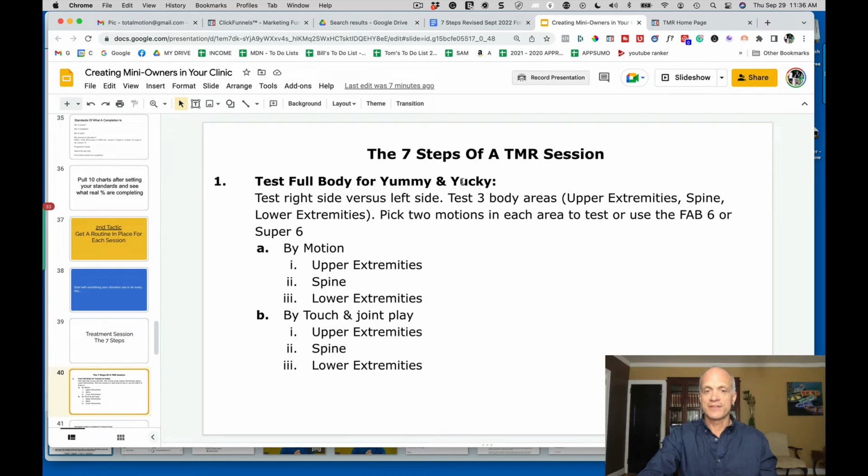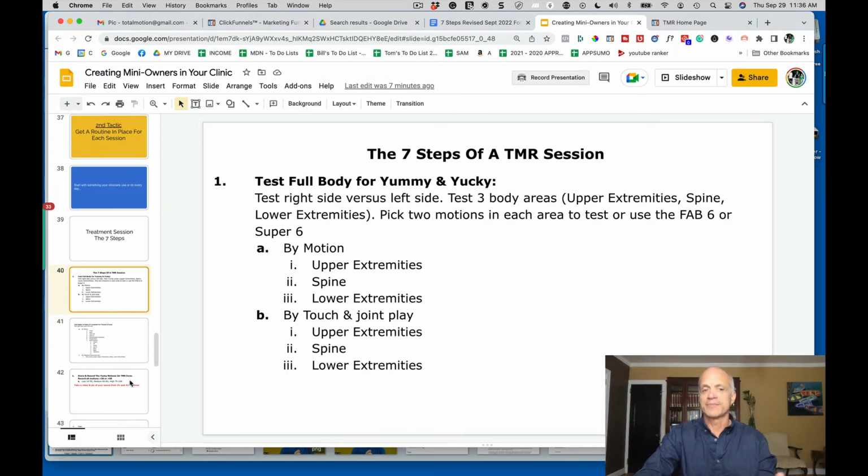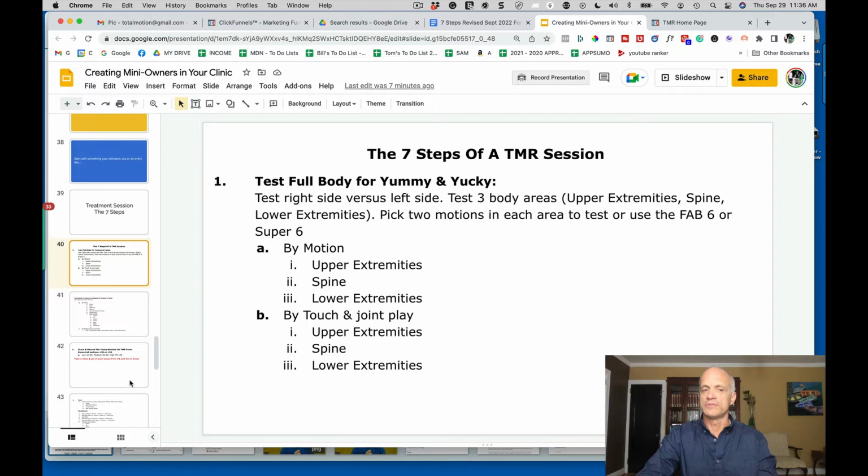So we're going to test for yummy and yucky by motion, or we can do it by touch and joint play, which is manual therapy. Upper extremity, spine, and lower extremity. We can all do that, but we haven't. I've got to ask you, when you start every session, do you test the full body or are you mainly staying in a region of injury? Boom, this will make it so that you're actually opening up to this full body picture. Now, that's something 98% of clinicians don't do.